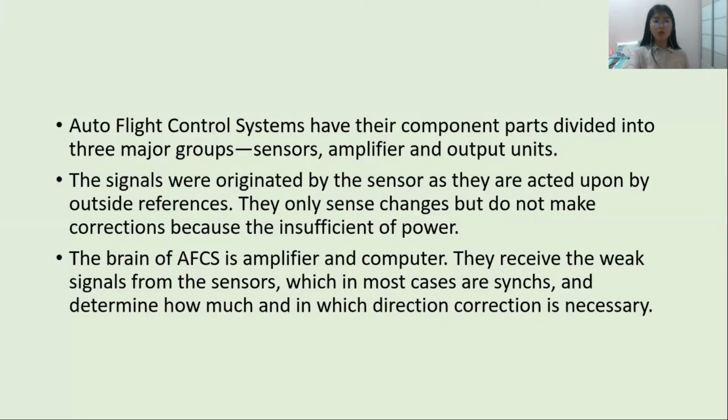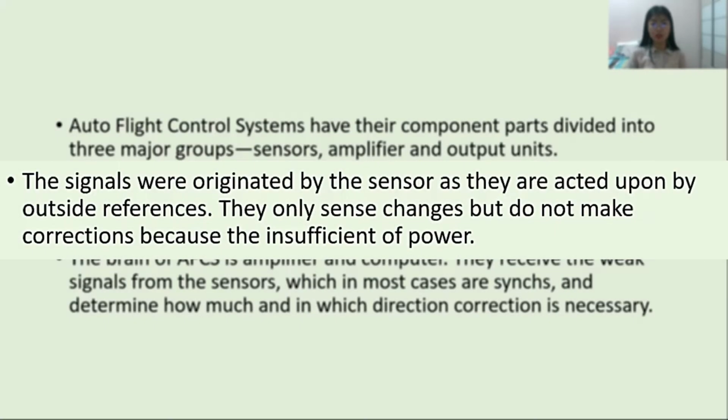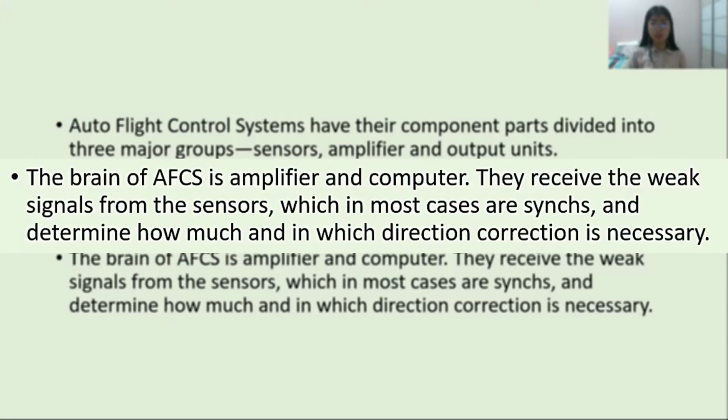Introduction. The automatic flight control system has its component parts divided into 3 major groups: sensor, amplifier, and output units. The signals are originated by the sensor as they are triggered by an outside reference. They only sense changes but do not make corrections because of insufficient power. The brain of the AFCS is the amplifier and computer.